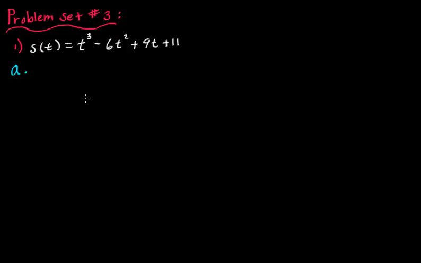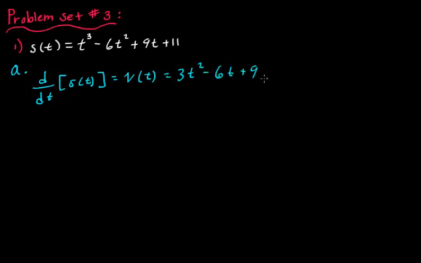What is the velocity of the particle at time equals 0? Well, first we need the velocity function. So let's take the first derivative of the position function, which is this one in white here that they've given us. The derivative of s of t with respect to t is equal to, this is just strictly the power rule. So we're going to get 3t squared minus 6t plus 9.